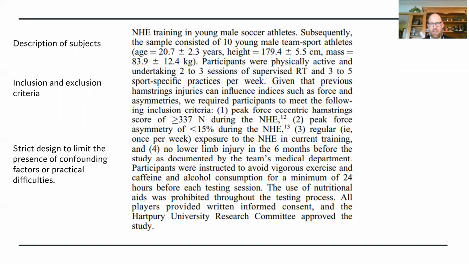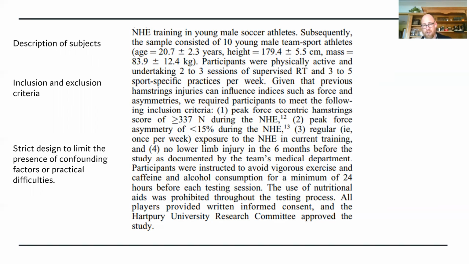One really important thing they do for us is give us their inclusion and exclusion criteria. Given that previous hamstring injuries can influence indices such as force and asymmetries, they required participants to meet the following inclusion criteria: a peak eccentric hamstring force greater than 337 newtons during the Nordic hamstring exercise, and a peak force asymmetry of less than 15% during the NHE, meaning less than 15% asymmetry between the left and right side. Participants also should do regular resistance training once per week and have some exposure to the NHE within their training.